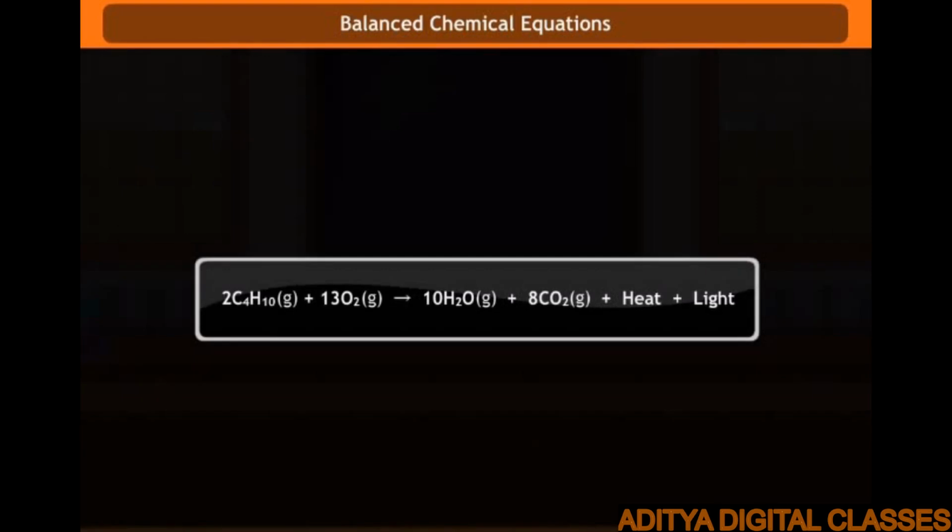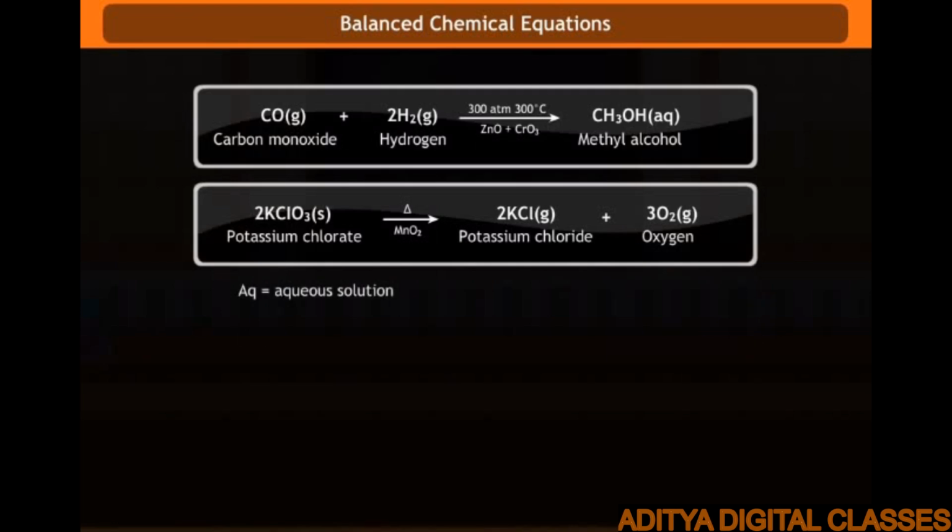To make a chemical equation more informative, the physical state of the reactants and the products is mentioned along with their chemical formula. For example, the reaction conditions such as temperature, pressure, and catalyst for a reaction are indicated above or below the forward arrow in a reaction.